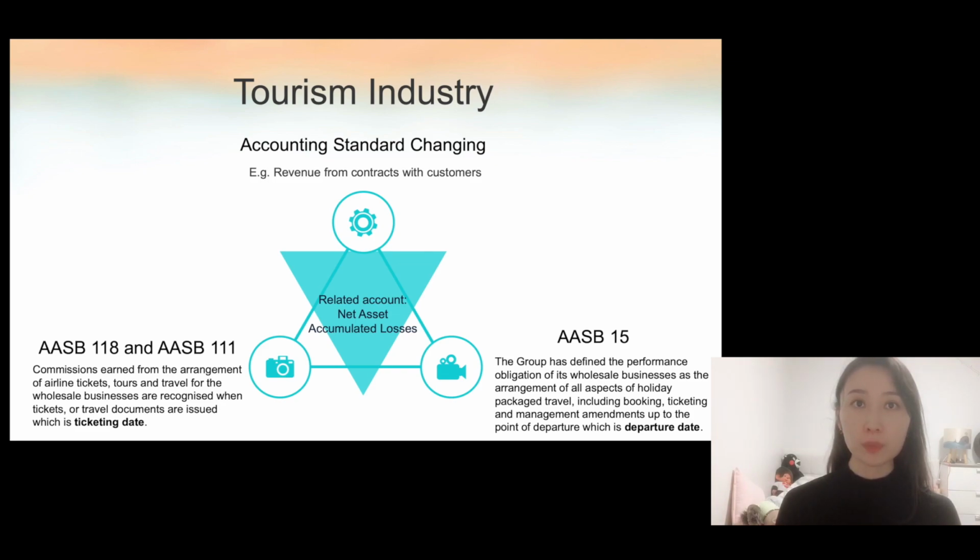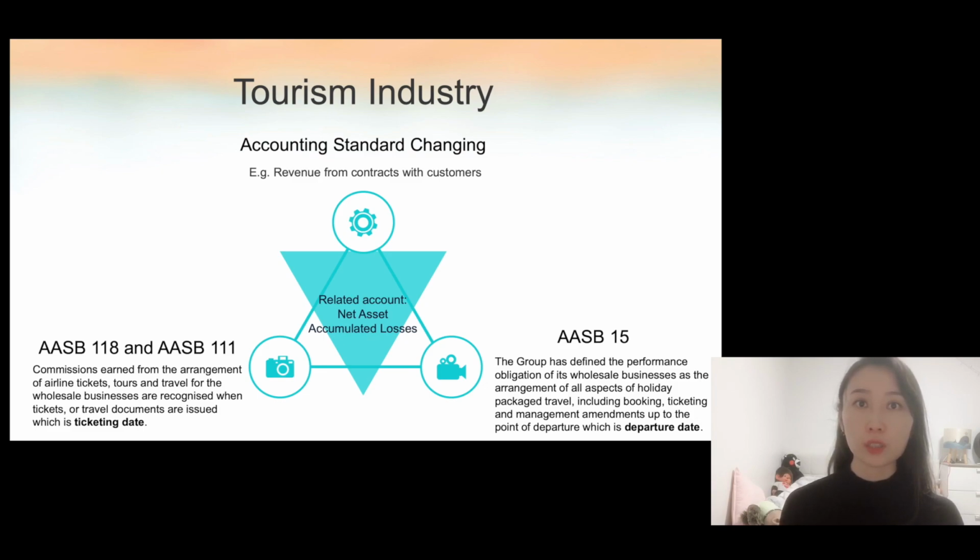In the tourism industry, when the company applies the new accounting standards, it is possible to have an impact on the group in future financial years. It is because the group has not early adopted the new amended standards in preparing these consolidated financial statements. For example, AASB 15, revenue from contracts with customers. It replaces the existing revenue guidance AASB 118 and AASB 111. The group assessed the impact of applying the new standards on the group's financial statements and identified that the timing of the commission revenue recognition derived in their wholesale businesses will change.